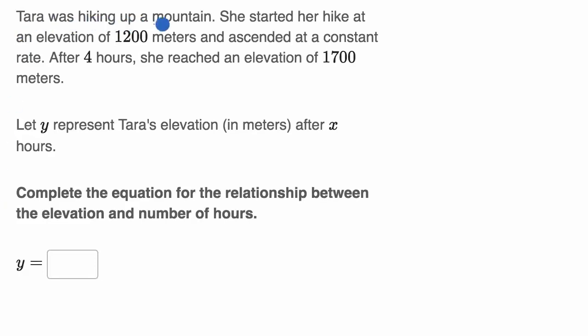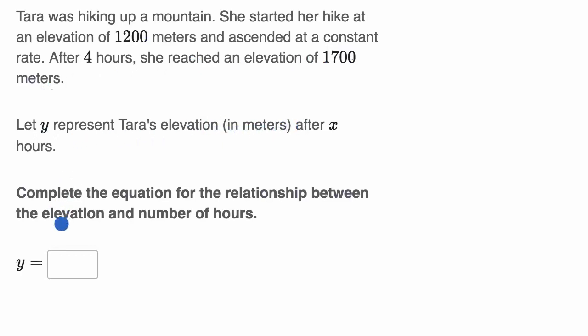Tara was hiking up a mountain. She started her hike at an elevation of 1,200 meters and ascended at a constant rate. After 4 hours, she reached an elevation of 1,700 meters. Let y represent Tara's elevation in meters after x hours.